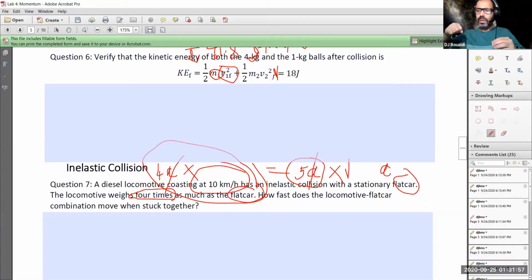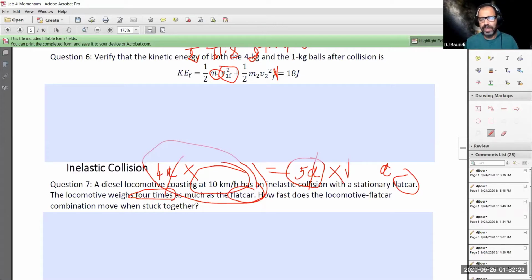So you have a locomotive moving at 10 kilometers per hour, which is roughly about 7 miles per hour. And there is a stationary quarter-mass flat car sitting by itself on the track. It hits it, and now they fuse. They become one. So instead of continuing with 10, it's going to continue only with 8 kilometers per hour.